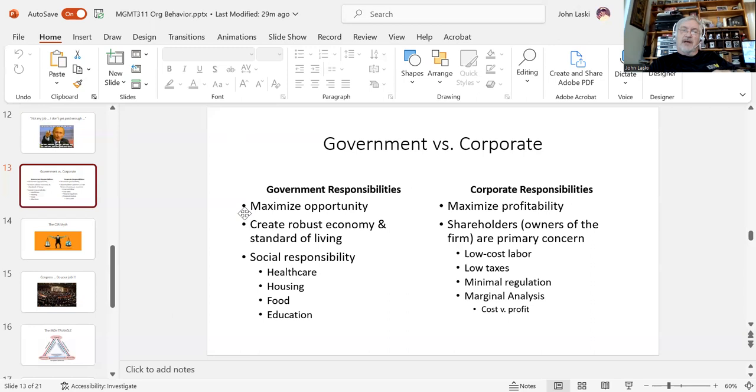Their responsibility is to maximize opportunity, or at least create an environment for a robust economy, create a standard of living for you and I that is tenable, that is enjoyable, that is good, whatever that might be. They have the responsibility, the government entities, this "they" that I'm speaking of here. Now, they have the social responsibility for healthcare, for housing, for food, for education.